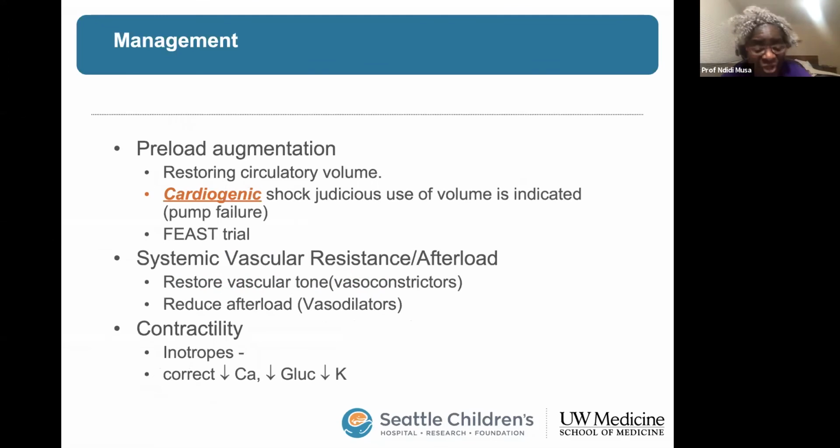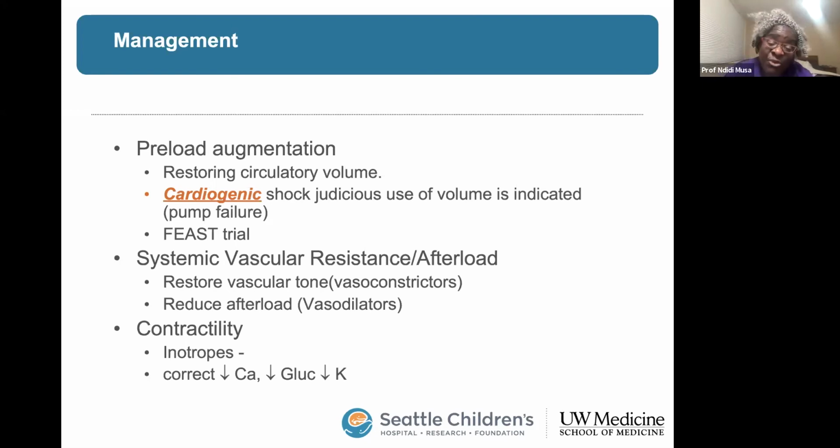Preload augmentation, you want to restore the circulating volume. In cardiogenic shock, you want to be judicious in use of volume because it's a pump failure. It's not hypovolemia. It's a pump failure and the heart is already full. So if you're going to give volume, if you think they have some degree of hypovolemia, you would give like 5 to 10 mL/kg rather than the 20 mL/kg you would give if the patient had septic shock.